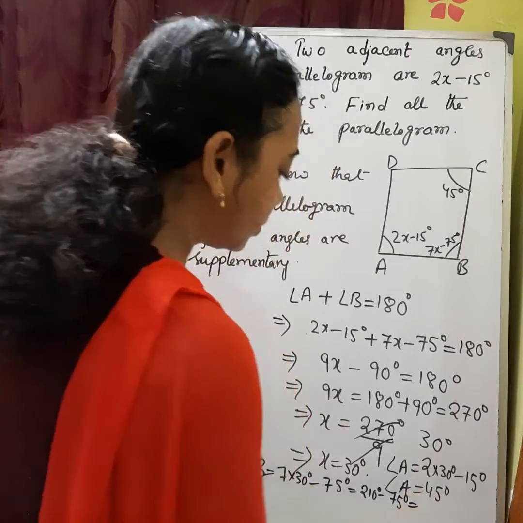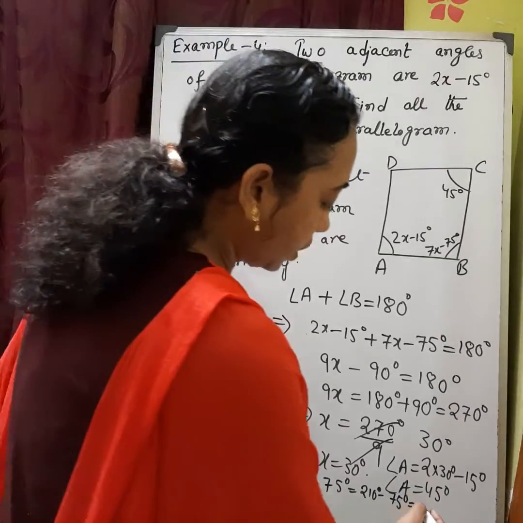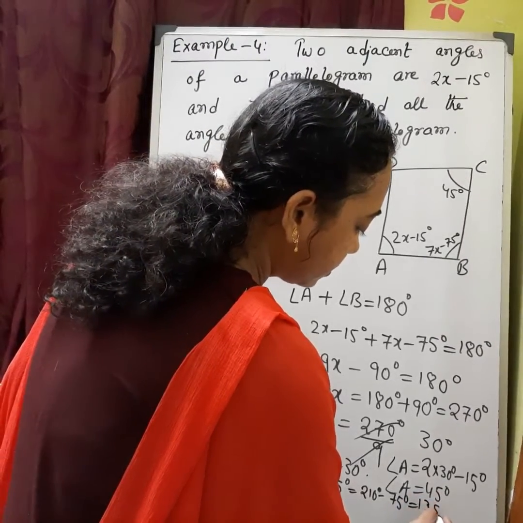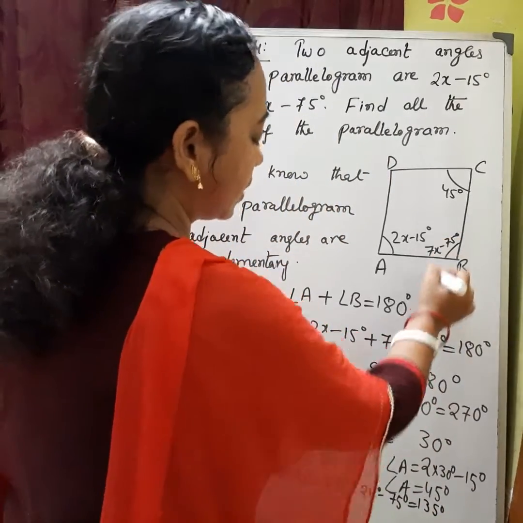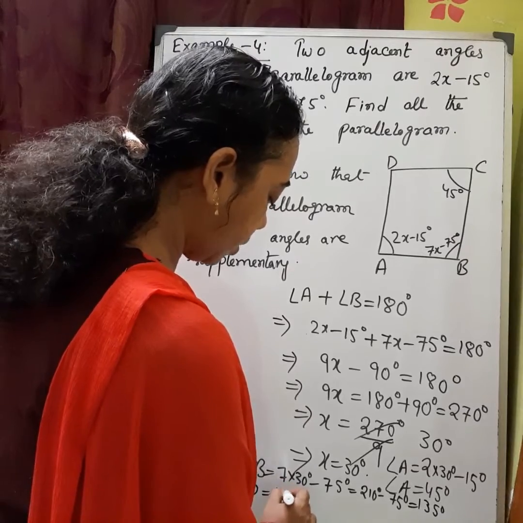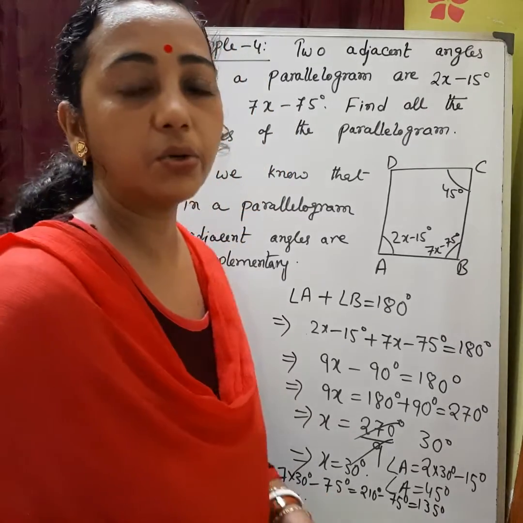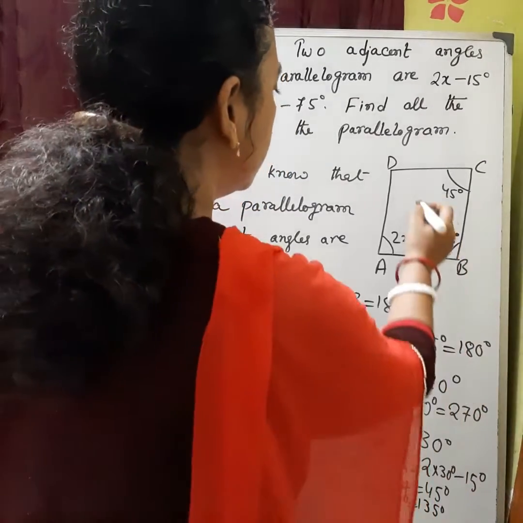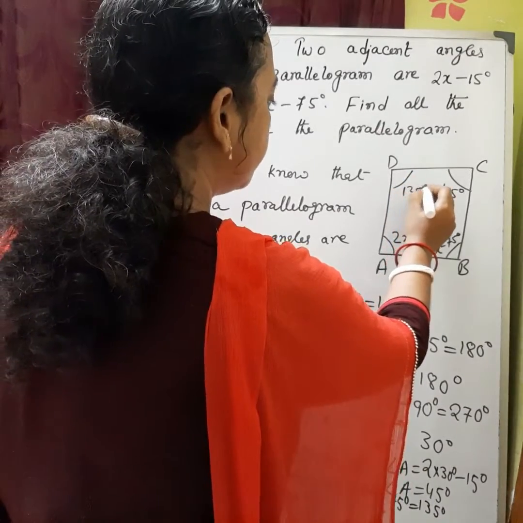So that will be equal to how much? It is equal to 135 degree. So as angle B is coming 135 degree, angle D will also be equal to 135 degree, because we know that in a parallelogram opposite angles are equal. So this angle will be 135 degree.